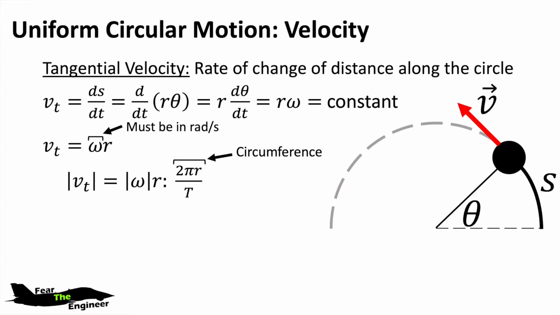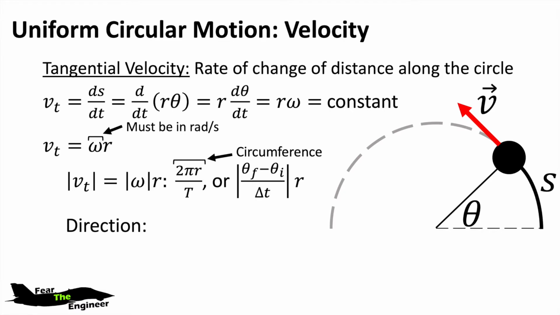We can also use the other equation for the magnitude of omega. This one divides the change in angular position by the change in time. Then it takes the absolute value. All we have to do is multiply that expression by the radius.